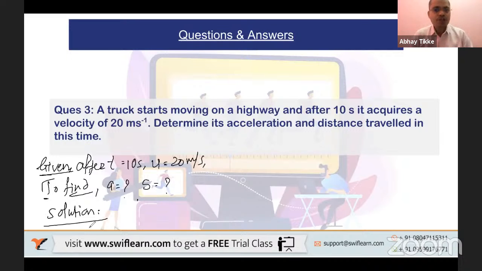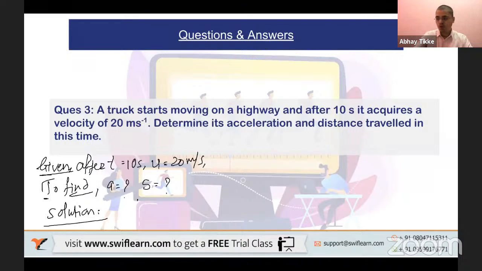Right. A truck starts moving on a highway and after 10 seconds... इसका मतलब starts from rest. Of course, truck has to have an initial condition, right? Initially वो rest होना चाहिए. तो इसमें u क्या होगा? 0 होगा. तो इसमें v क्या होगा?